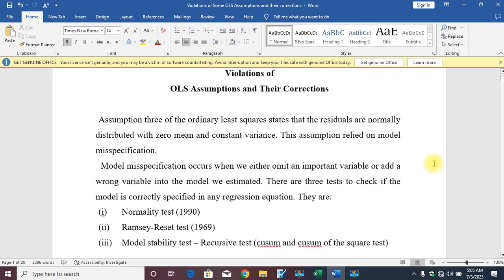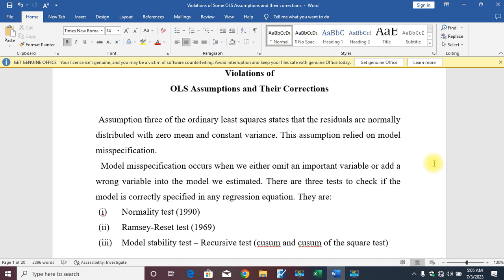Basically, assumption 3, the third assumption of the classical least squares, states that the residuals are normally distributed with zero mean and constant variance. This assumption relies on model misspecification. Model misspecification occurs when either a particular variable or an important variable is omitted in the equation, or a variable that is not important is added into the equation. At that level, the model has been misspecified.